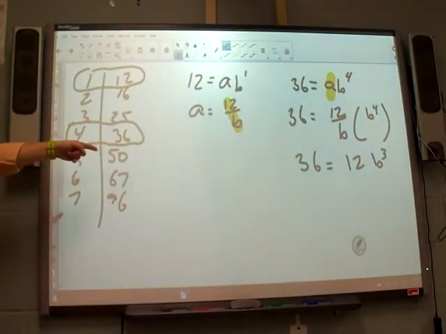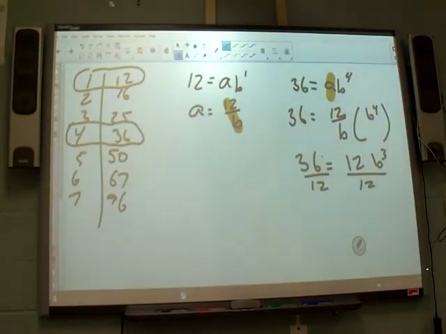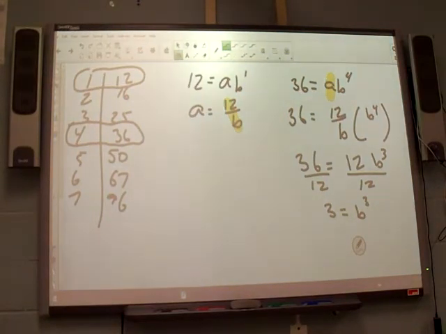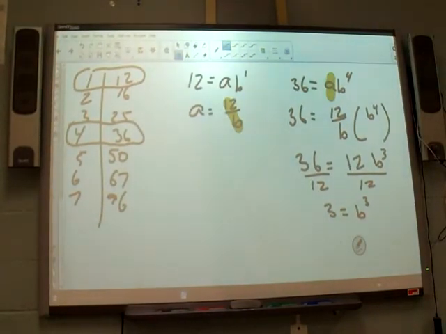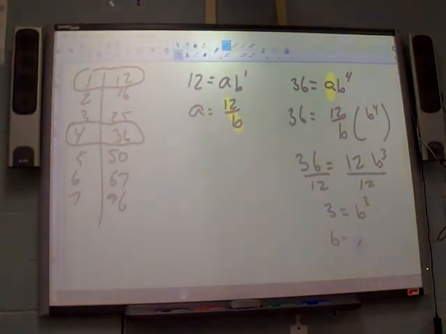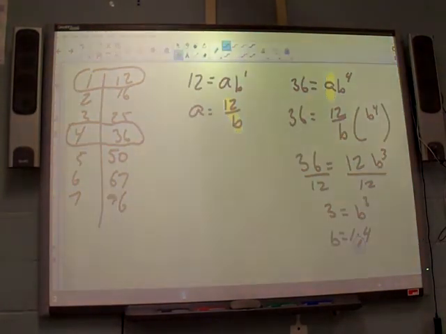Okay, we can solve this for B now. What would I do to undo that time? Good, divide by 12 on both sides. So 36 divided by 12 is 3 equals B to the 3rd. No, this one's not going to be friendly for you. Undo the 3rd power by taking the 3rd root. So we do the cube root of 3. And we're going to get an ugly decimal here. Is that what everybody got? Okay, so we'll round that and use the 1.4.